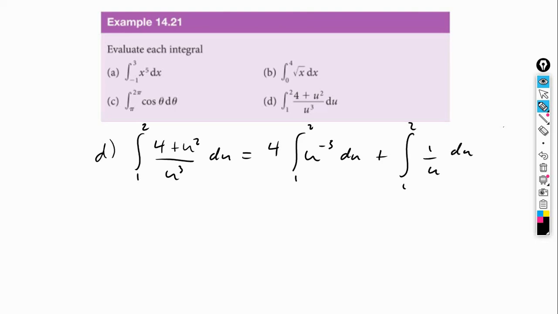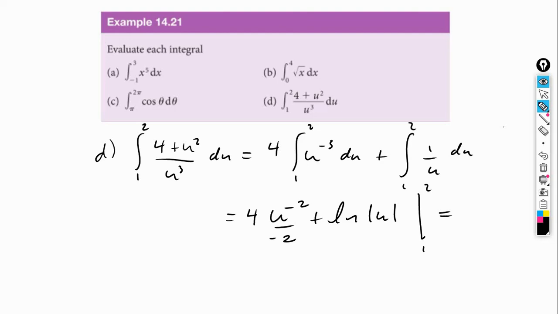And then this is simply going to be 4 times u to the minus 2 over minus 2 plus the natural logarithm of the absolute value of u. And the interval would be from 1 to 2. So then all we have to do is plug in the values and solve.